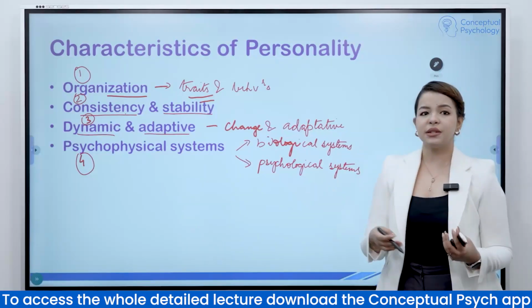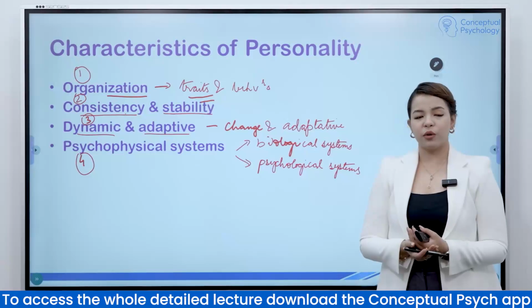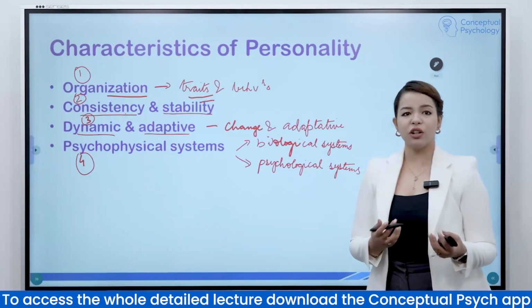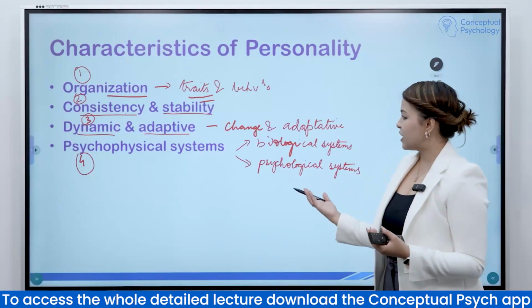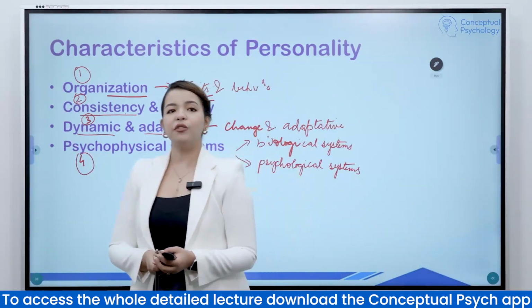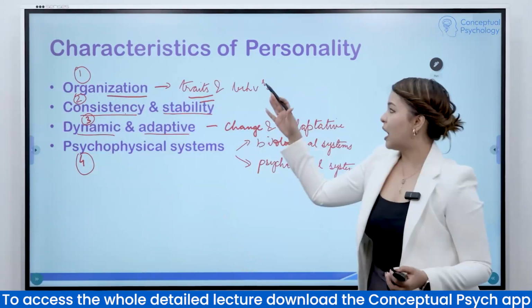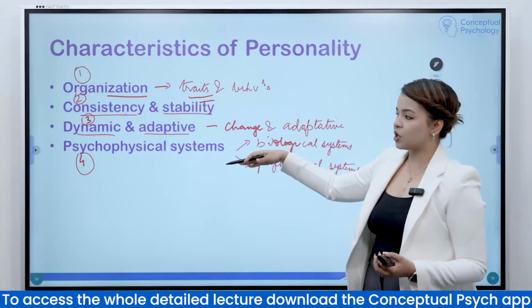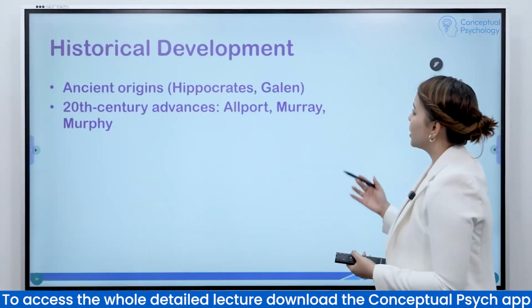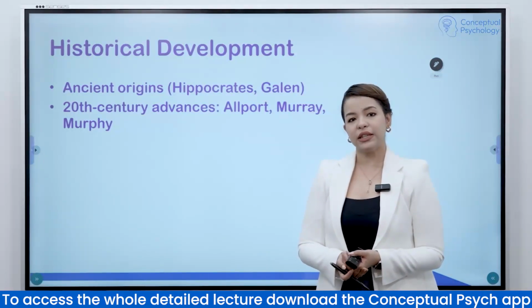So, biological systems like our nervous system or different brain areas involved in personality functions, and psychological aspects like motivations and values are all responsible for the kind of personality that we have. Okay, so these are some of the characteristics of personality that you need to know about. Let's move on to the next topic, which is the historical development of personality theories.